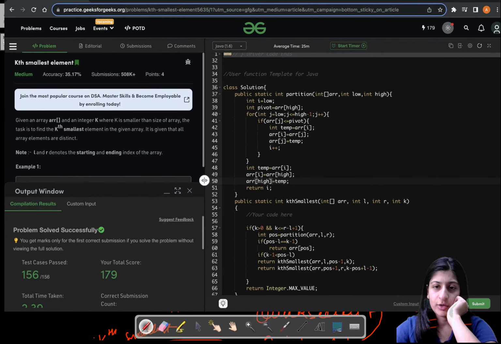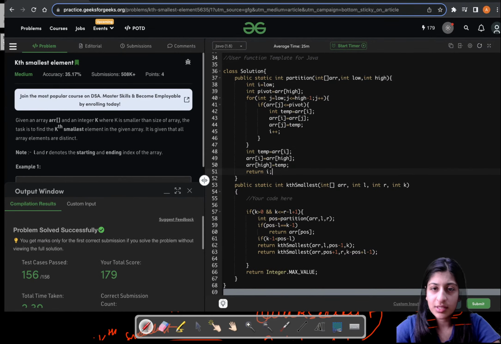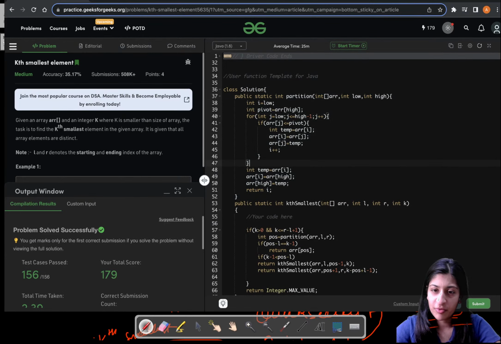So guys, I'll tell you again what we did. The issue was in the partition function. First thing, the partition is the conventional way that we used in quick sort. So I am assuming you should know this beforehand.